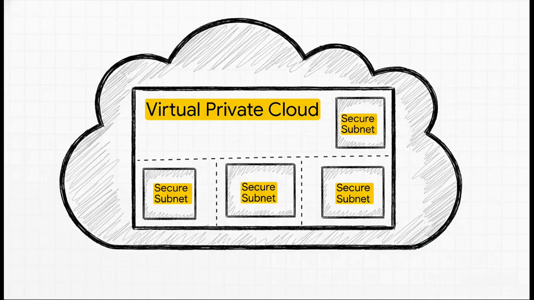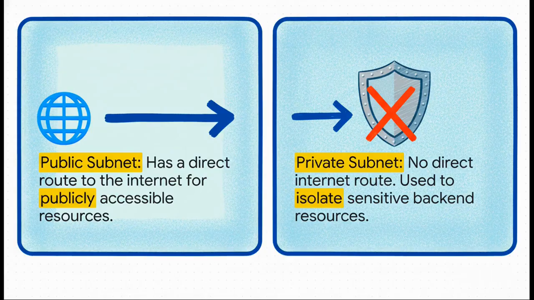Then, inside that data center, we start partitioning the space by creating subnets. You can just think of these as the different secure rooms inside our building. Now, here's the crucial part. Not all subnets are created equal. We're going to create public subnets for anything that absolutely has to face the public internet. But, and this is a big but, for all of our sensitive backend stuff, we're going to put that in private subnets. These have absolutely no direct route to or from the internet. And that isolation, that is our first and maybe our most important layer of defense.